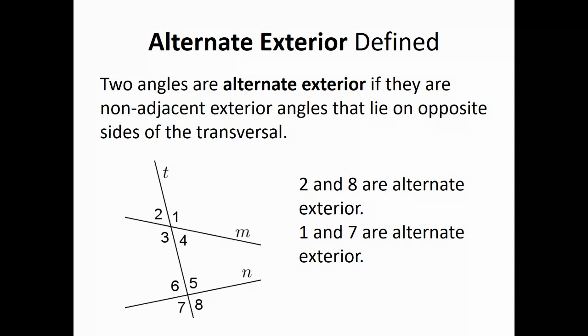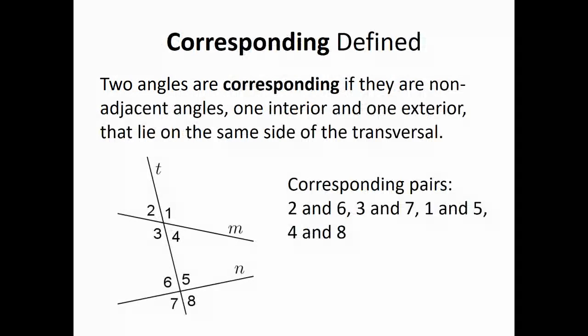Alternate exterior, well, you should be able to figure this out now. Exterior means that our two angles lie outside the two lines cut by the transversal. Alternate means they are on opposite sides of the transversal. So in my diagram, angles 2 and 8 are an alternate exterior pair, as are angles 1 and 7.